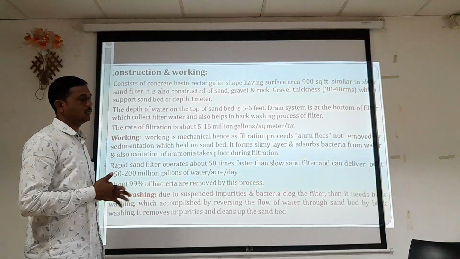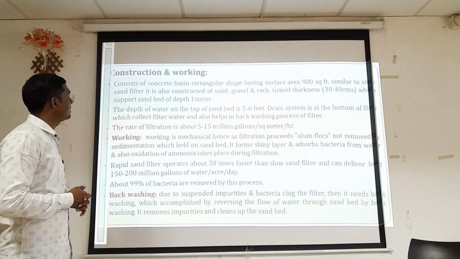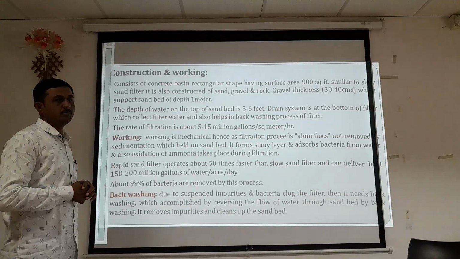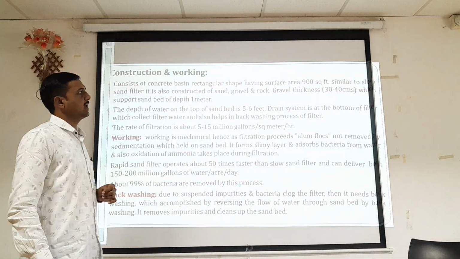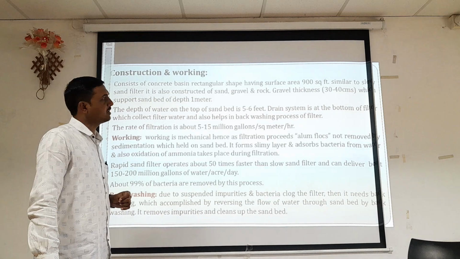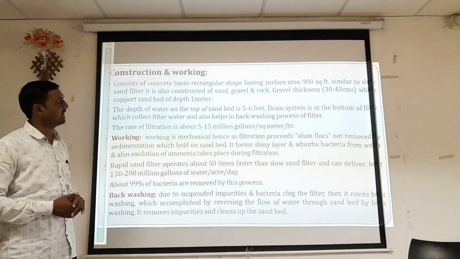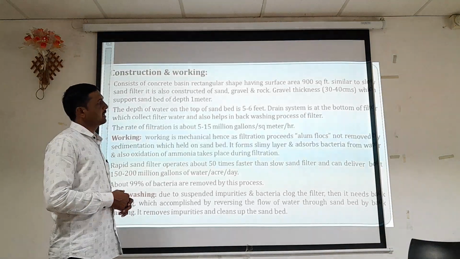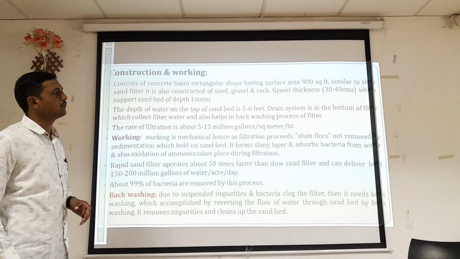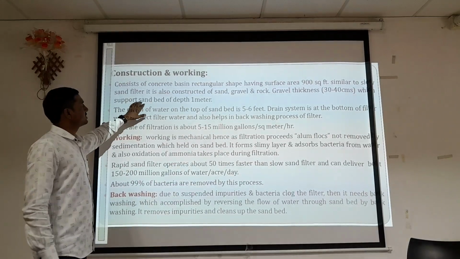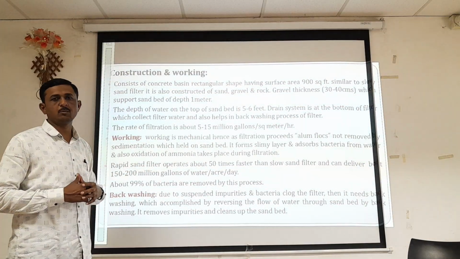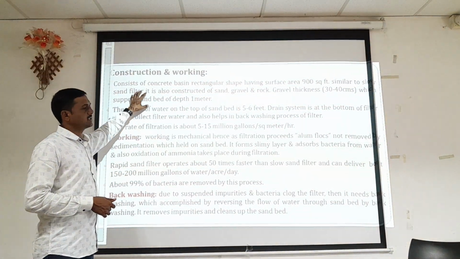So we will discuss the construction and working of the rapid sand filter. It consists of a rectangular concrete basin having a surface area of about 900 square feet. Similar to the slow sand filter, it is also constructed of sand, gravel and rock. Gravel thickness is about 30 to 40 centimeters, which supports a sand bed of depth about 1 meter. That is the construction.